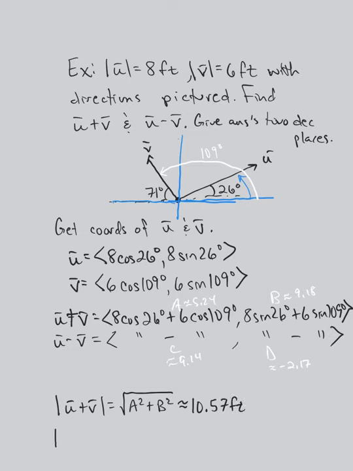Okay, and then for the length of U minus V, I would just type in the square root of C squared plus D squared. Okay, and that's what I'm doing right now. I'm just typing in square root C squared plus D squared. Uh-oh, I messed up though. Where's my D? Okay, and so that's about, that actually rounds to 9.40.